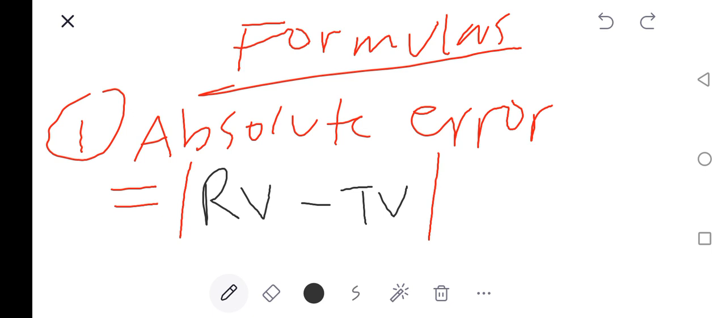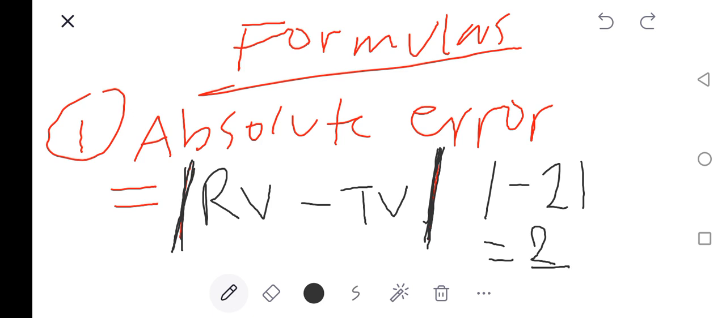Are you there? Now, when do you use absolute error? When do you use this formula? By the way, these two symbols mean modulus sign. Modulus means the answer should come out positive. Even if inside you've got -2, don't write -2, you have to write +2. That's what these symbols mean. They change the negative into a positive. So there is no negative answer under absolute error. It's always positive. So when there's a negative inside, change it to a positive.